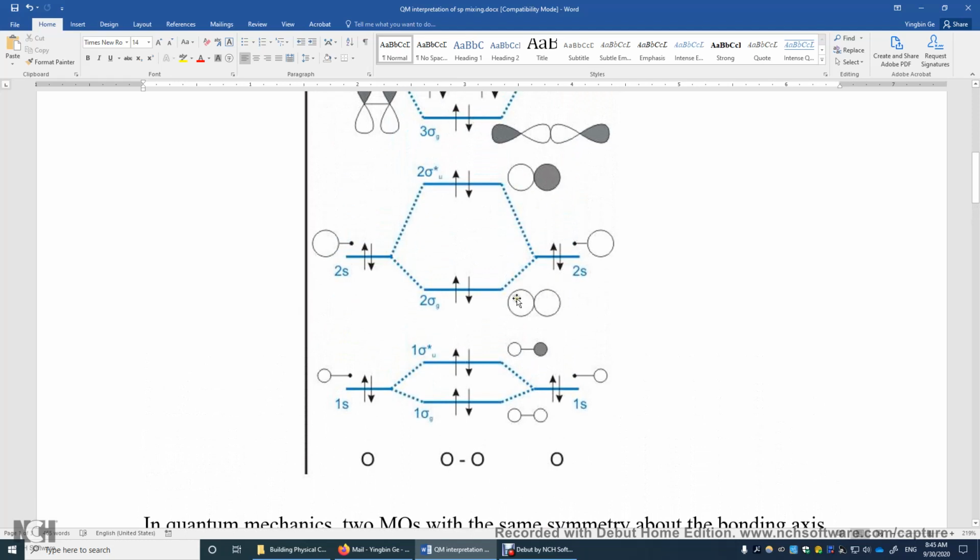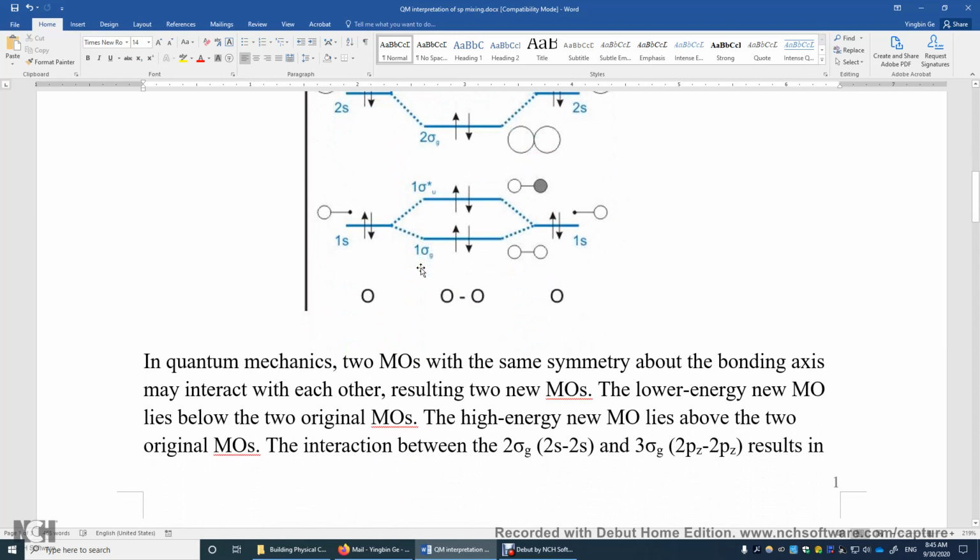If you look at the bond axis, the rotation of this sigma g about the bonding axis is totally symmetrical. If I rotate this sigma g orbital about this axis, 1 degree, 2 degrees, 2.5 degrees, you cannot tell the difference. And same here. So these two have the same symmetry along the bonding axis, right? So they can mix.